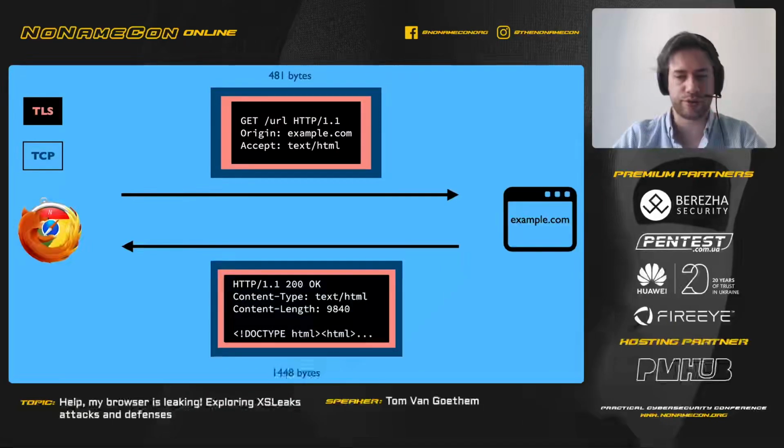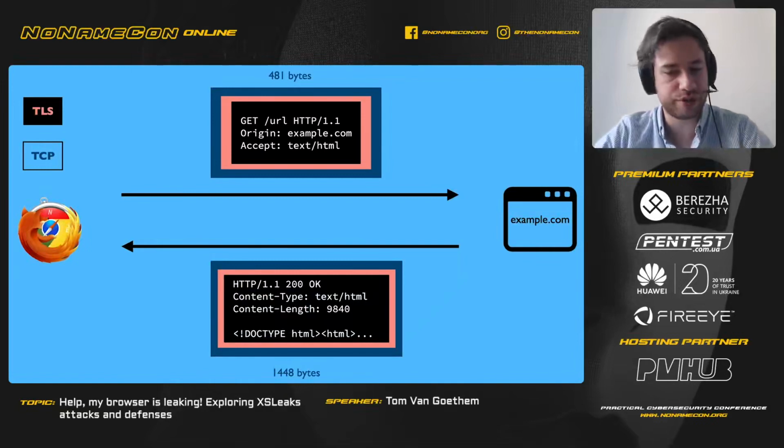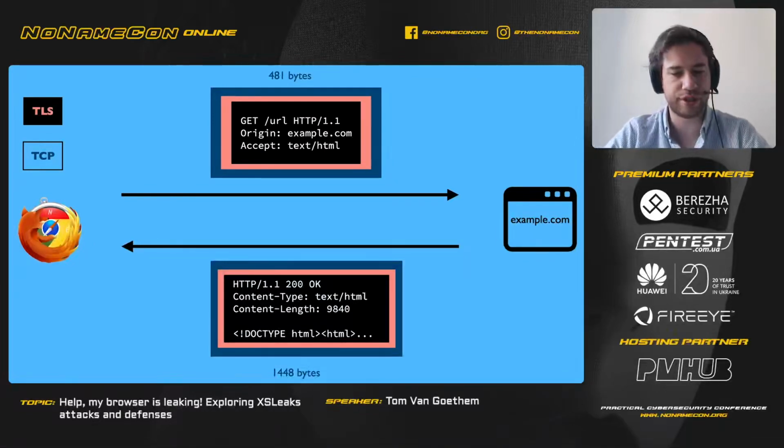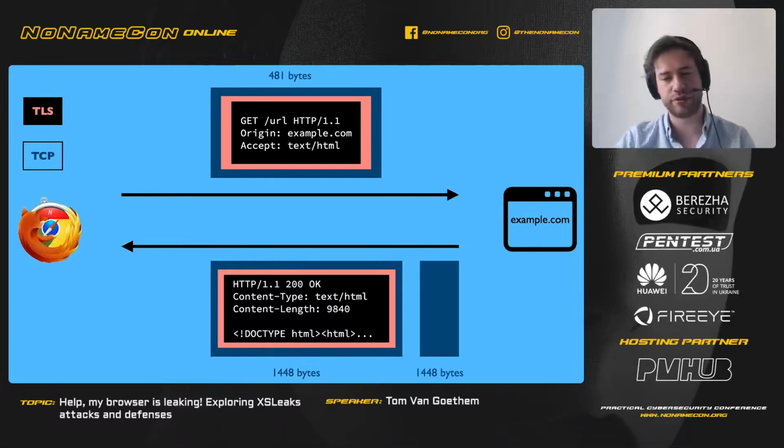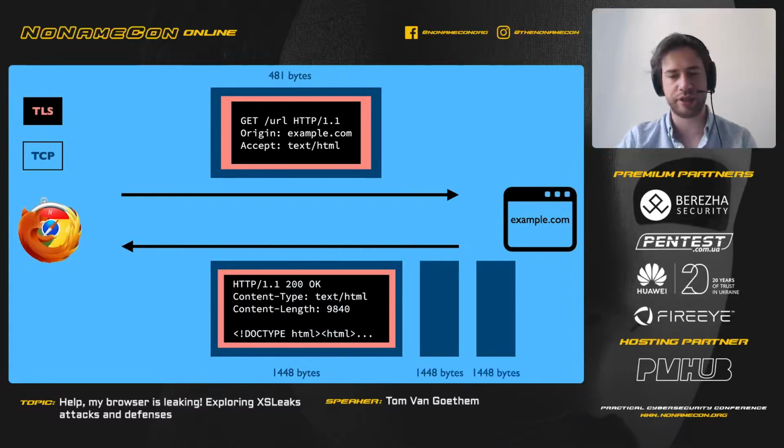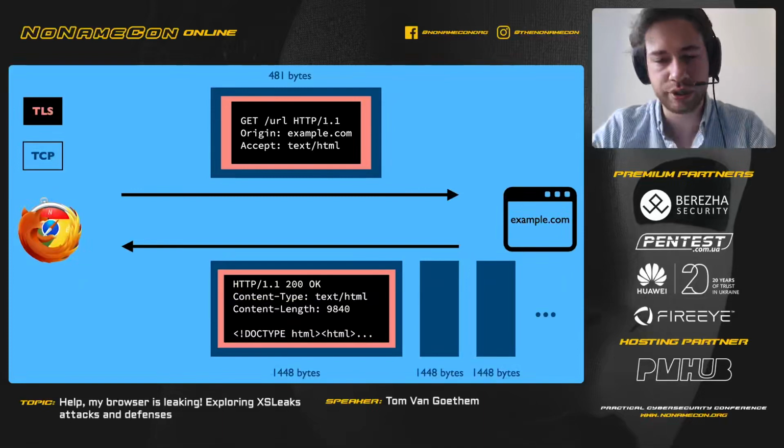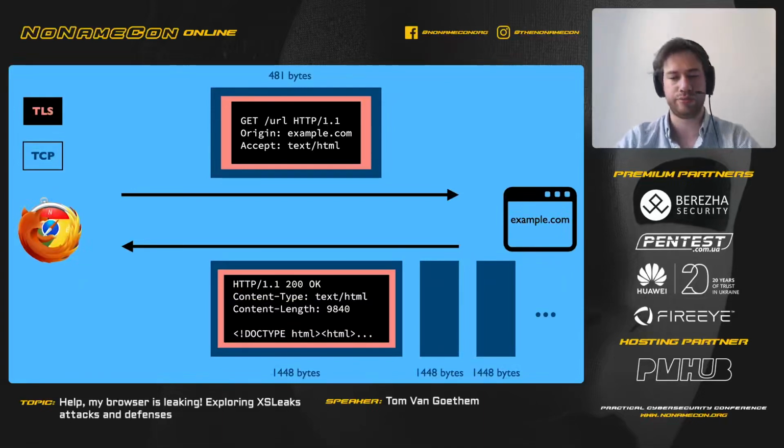But as you can see, the content of this response is 9,840 bytes. However, we can only put 1,448 bytes into a single TCP packet. So this means that we will need one additional TCP packet for the rest, and one more, and actually several more, until the whole content of the response can be put into these TCP packets.